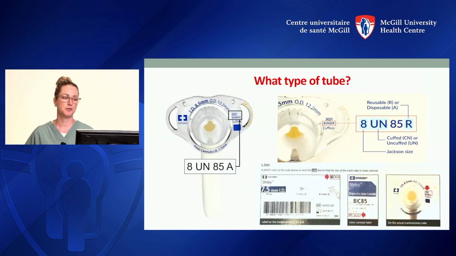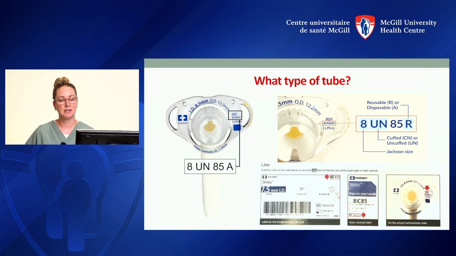So what type of tube? The way you see the type of tube is you check the tracheostomy plate, and you'll notice there are a couple of numbers and letters there. The first number is the size of your tracheostomy tube. So on the slide here, you'll see that there's number 8. So your tracheostomy tube is a size number 8. The next letters you see are either UN for an uncuffed trach or CN for a cuffed trach.